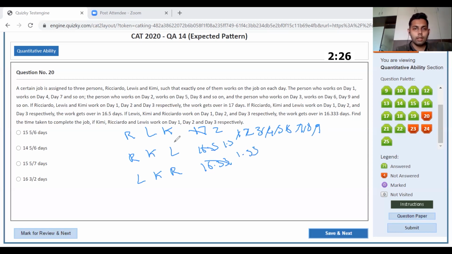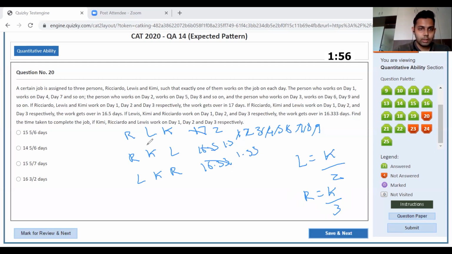Then is the key. After 15 days, whatever was left, R and L did in 2 days. RK did in 1.5 days. Okay, now R is common, L, so he takes half the time. So L is K by 2. Now LK, okay. So 2 and 1.33. L is common. So 1.33, that means R is K by 3. If R is taking 1 day, he's taking 1 by 3rd day.